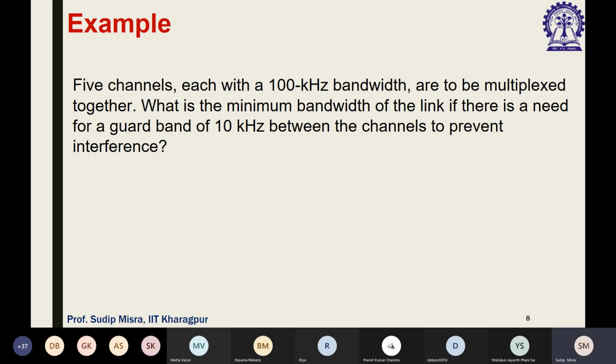Let us say that we have 5 channels. Each channel has 100 kilohertz bandwidth. So 5 channels, each channel has 100 kilohertz bandwidth. These are to be multiplexed together. Now the question that is asked is, what is the minimum bandwidth of the link if there is a need for a guard band of 10 kilohertz between the channels to prevent interference?